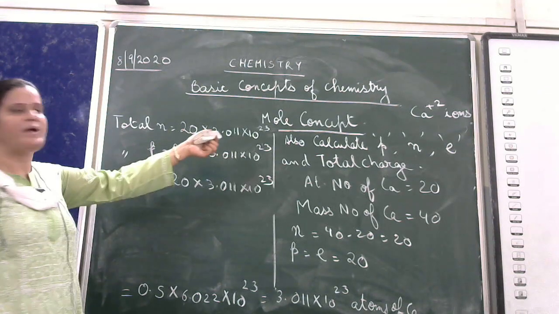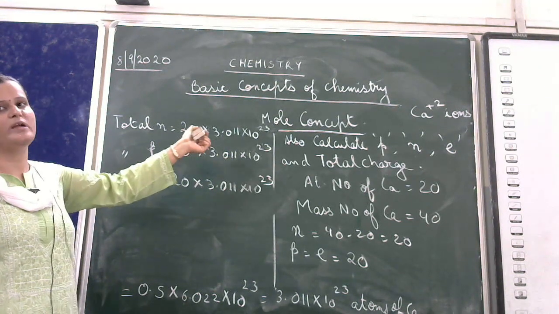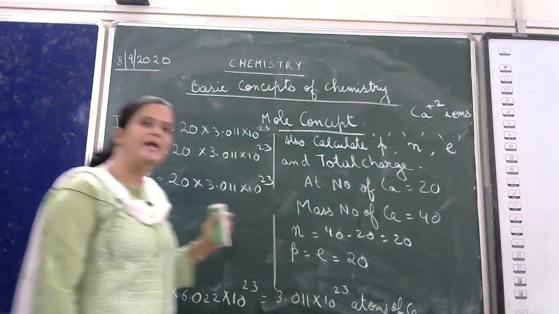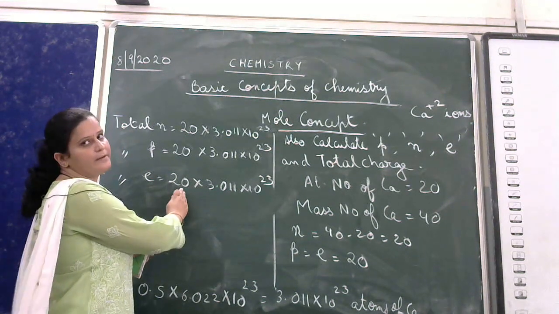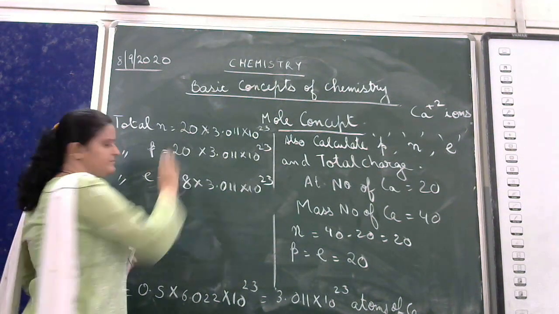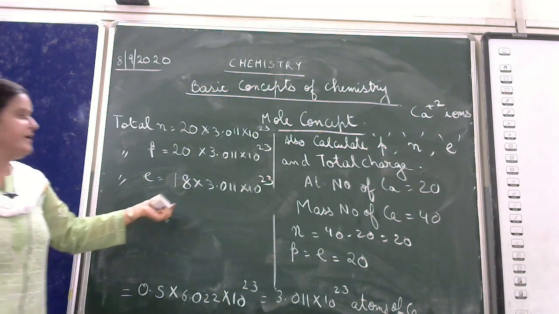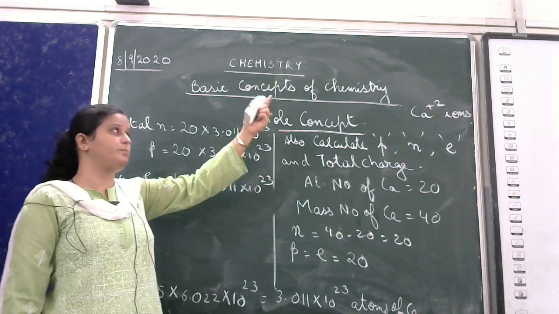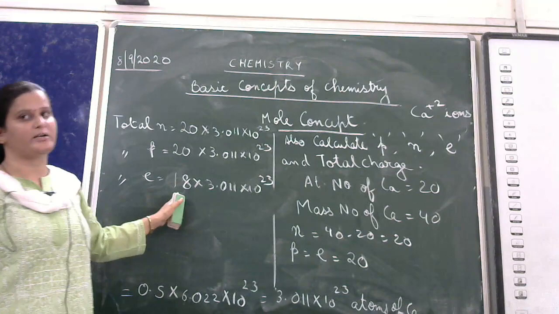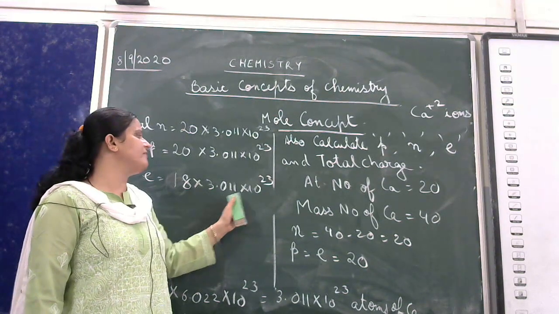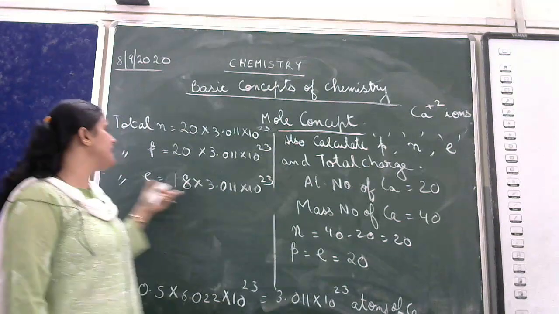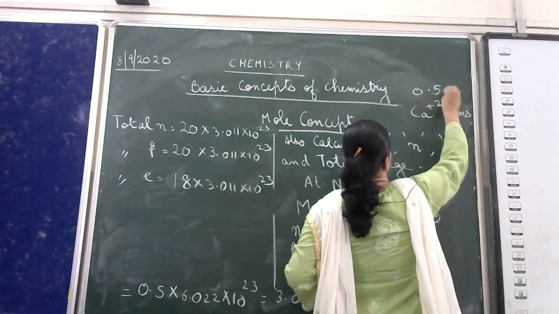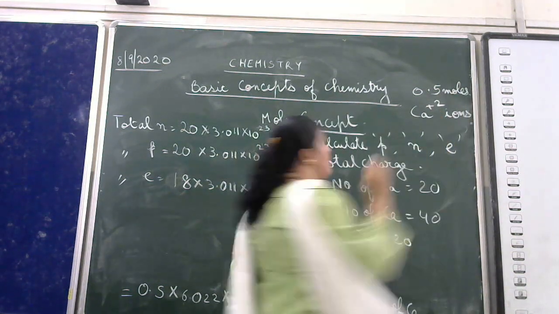Then protons and neutrons will remain the same because they are present in the nucleus and cannot change. But what about the electrons? Ca plus 2 means how many electrons will be there? It won't be 20 then. It will become 18. I hope you can understand this. Calcium plus 2 ions will have 18 electrons. So 18 into 3.011 into 10 to the power 23 electrons will be present in 0.5 moles of calcium plus 2 ions.